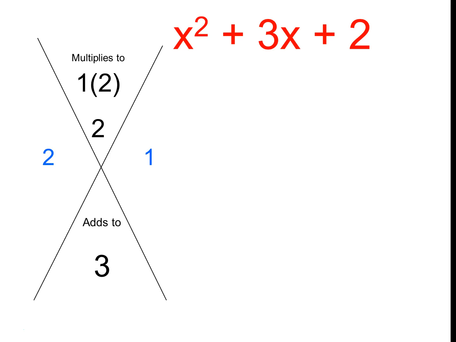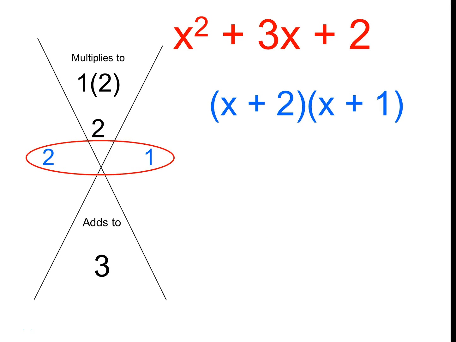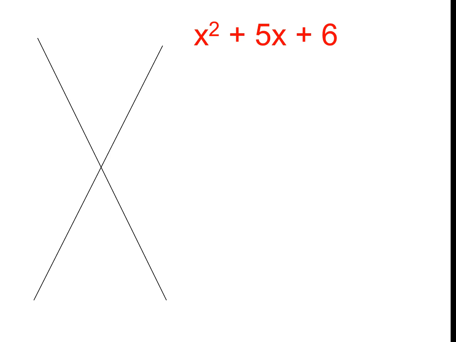So what are my factors? My factors are x plus 2 right here and x plus 1 right here. And I don't need the box because I understand what we're doing. Right? One more. I need something that multiplies to 6.